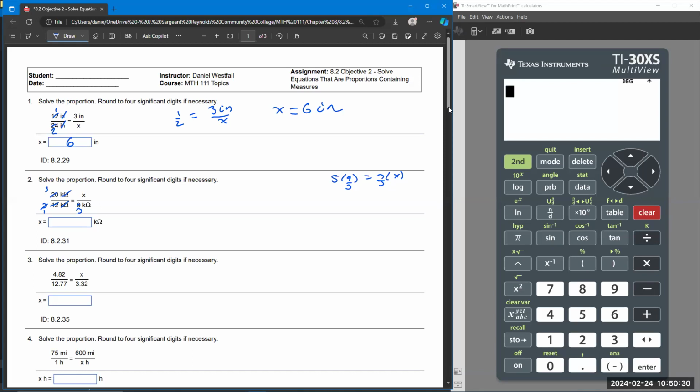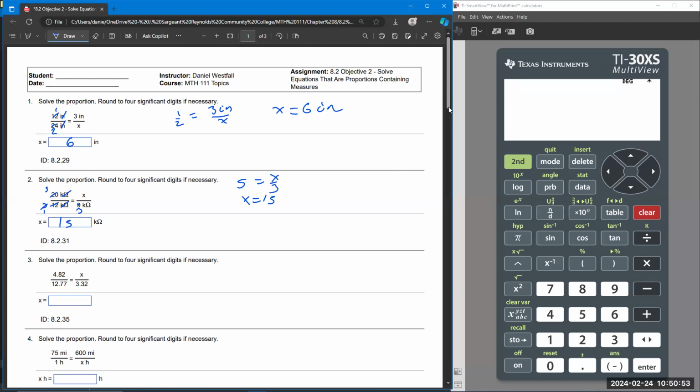You can't cancel across the equal sign in the x there, but that's going to simplify this a little more and make this 5/1, which is 5, equals x over 3, and so x is going to be 15. And we're going to have the unit of kiloohms.